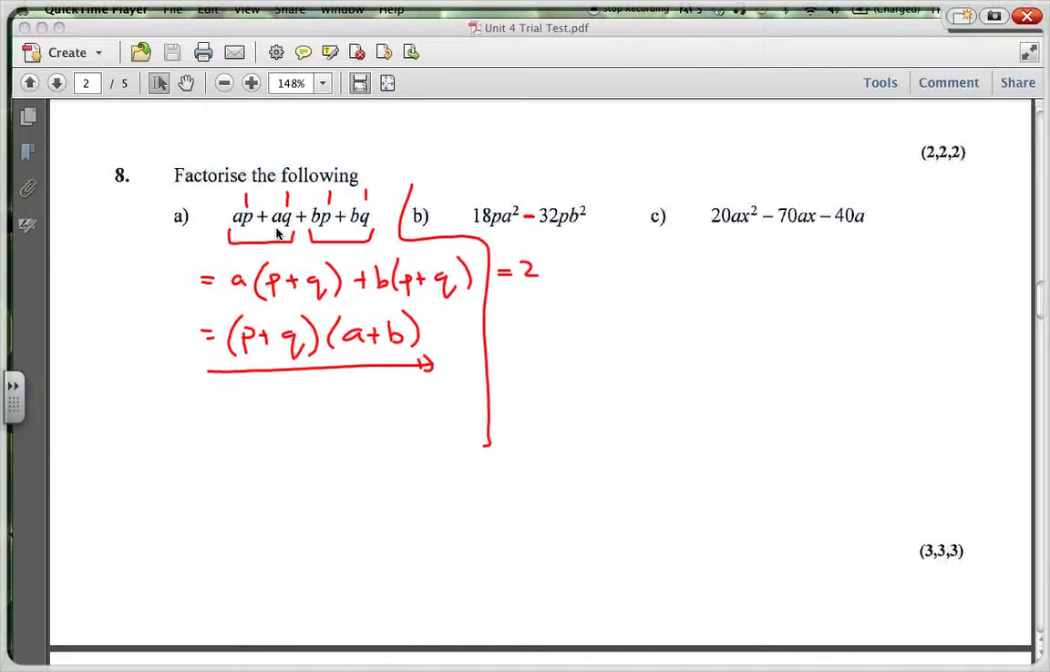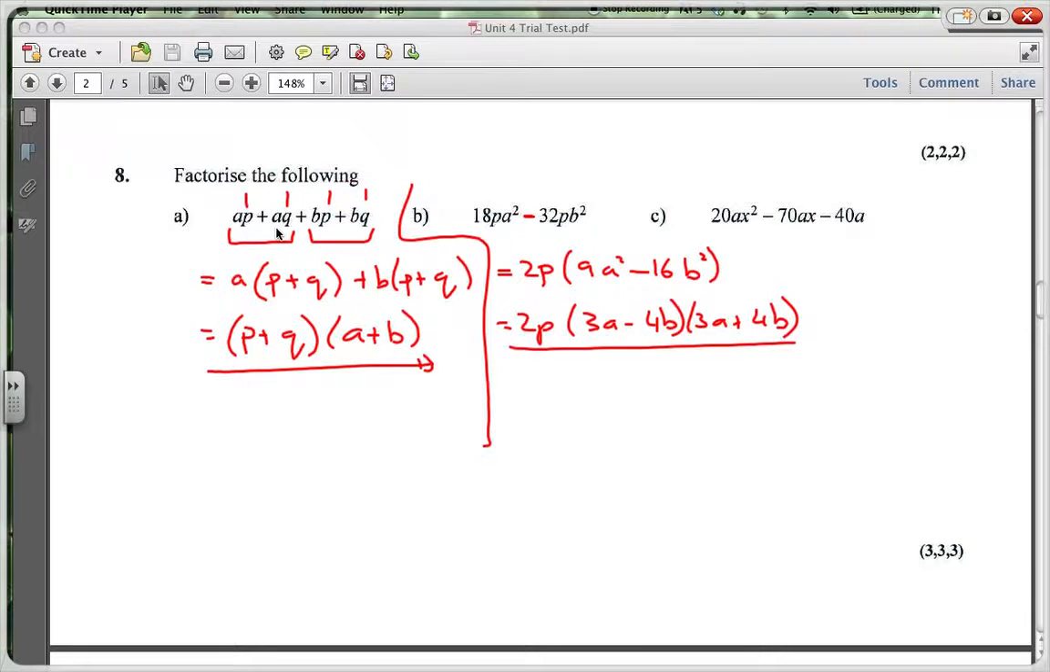So I can take out a 2. I can also take out a p. And I'm left with 9a squared minus 16b squared. Now there we've got a difference of two squares, so I can therefore factorize even further. 3a minus 4b, 3a plus 4b. So we've got a difference of two squares which I can use there. You always want to try and factorize fully, factorize as far as you can.